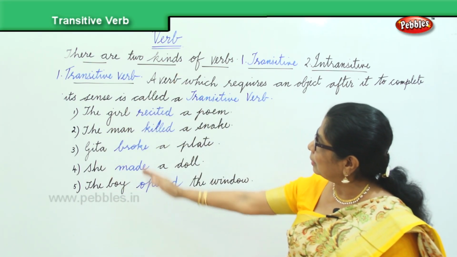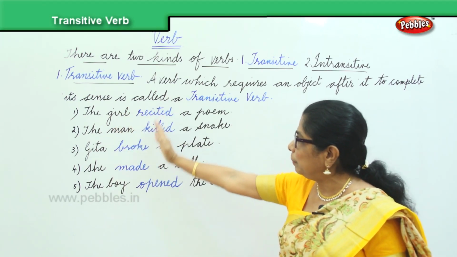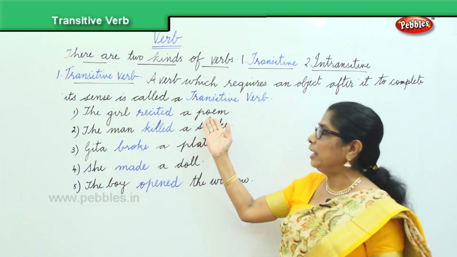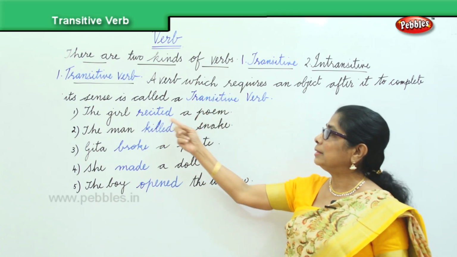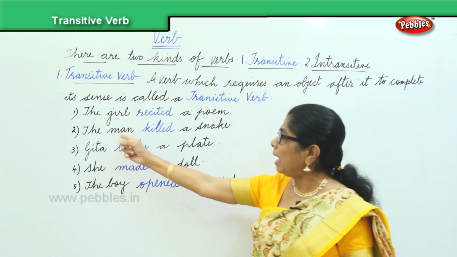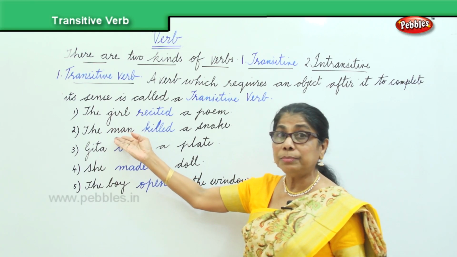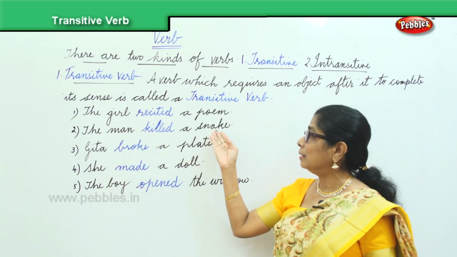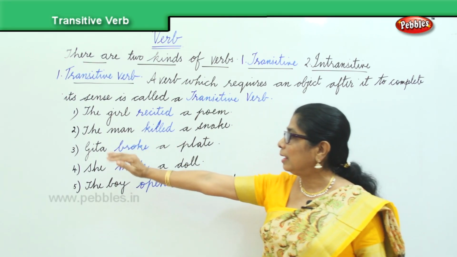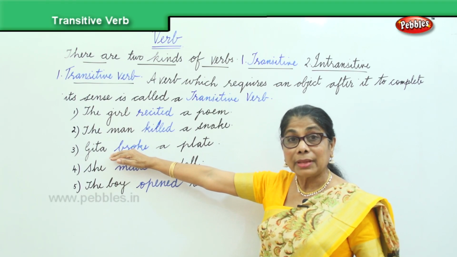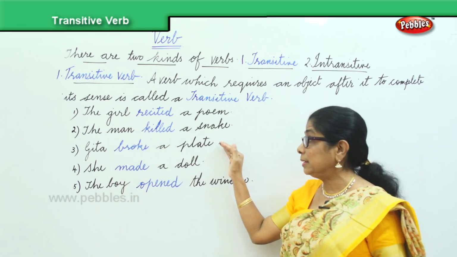Subjects are the most important. The subject here is the girl. The girl recited. The verb is recited. To complete it, we need an object, that is, the girl recited what? Recited the poem. So, that's a transitive verb. The man killed. It's not complete. You need an object. The man needs an object to complete the sentence here. The man killed a snake. So the object here is the snake. What did he do? He killed. Geeta broke. A transitive verb needs an object to complete: plate. She broke the plate.